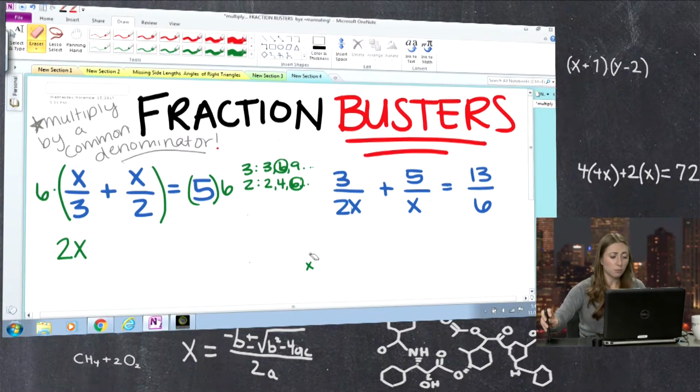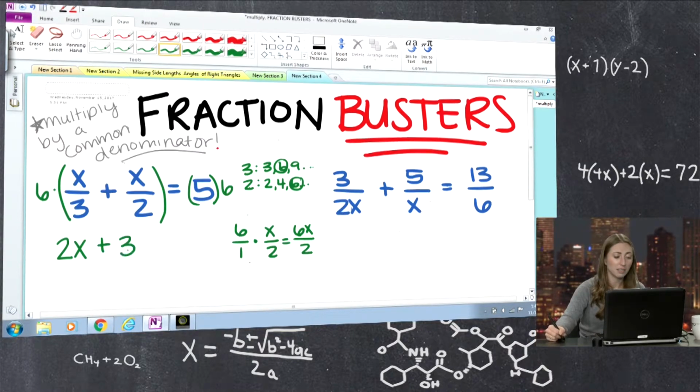Our second one, we're going to take 6 times x over 2. So 6 over 1 times x over 2. We end up getting 6x on top, 6 times x, and on the bottom, 1 times 2 is 2. 6x divided by 2 is going to simplify to 3x. So that means the second term here is going to turn into 3x. On the right, we've got some easy multiplication. We've got 5 times 6. That's just going to give us 30.